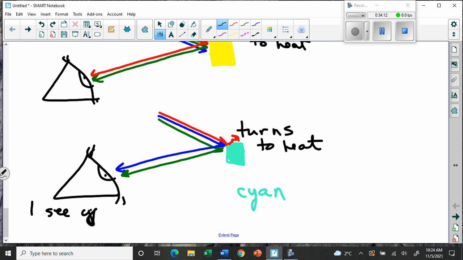Oops, I can't spell here. Cyan. Blue and green make cyan. Up here, we'll put I see yellow.